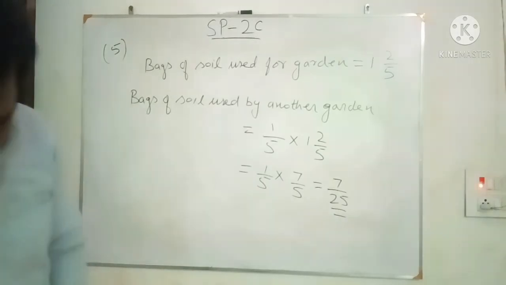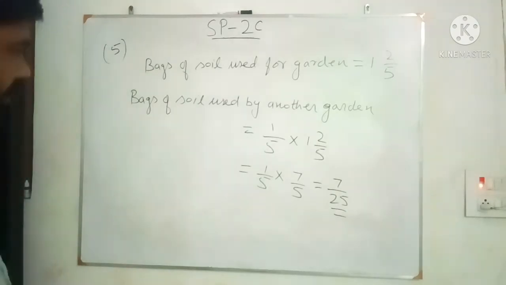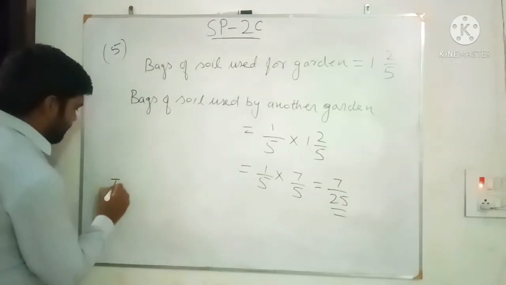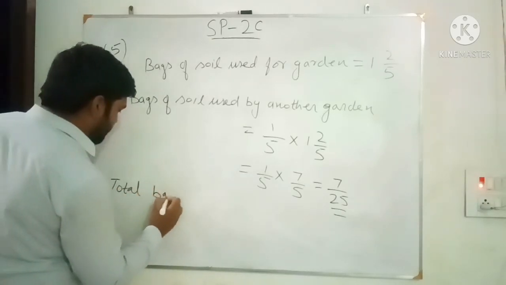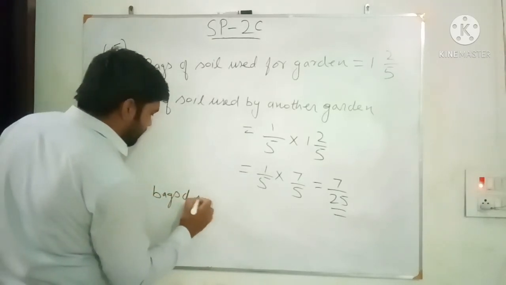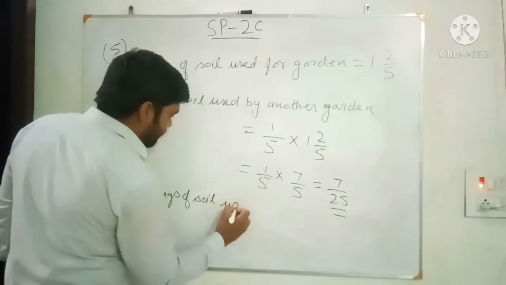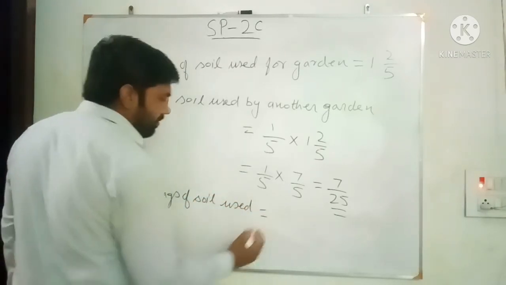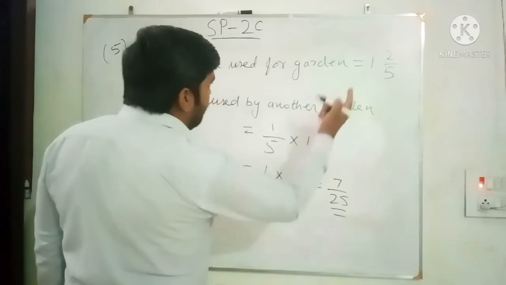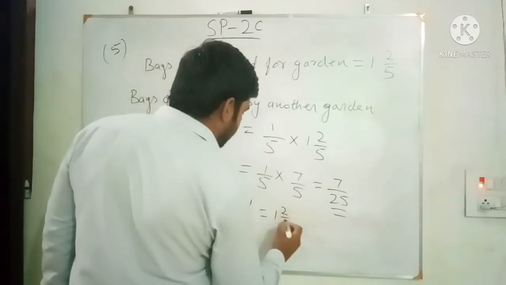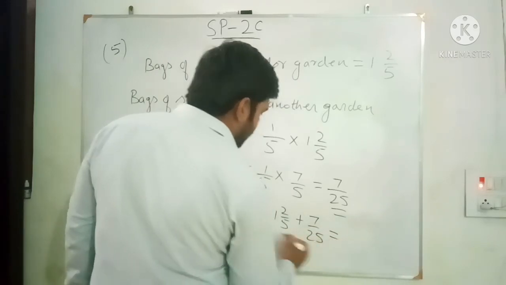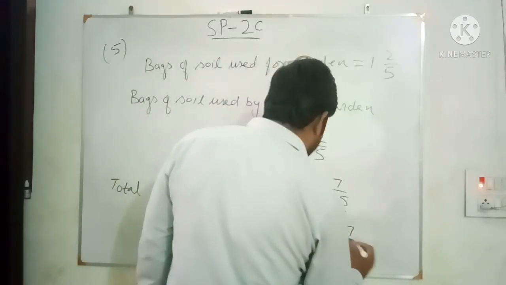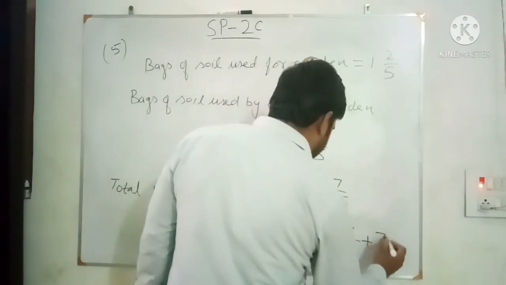But how much soil will he use in total? Total bags of soil used equals previously 1 2 by 5 plus 7 by 25. That is 5 fives are 25, plus 2, 7 by 5, plus 7 by 25.